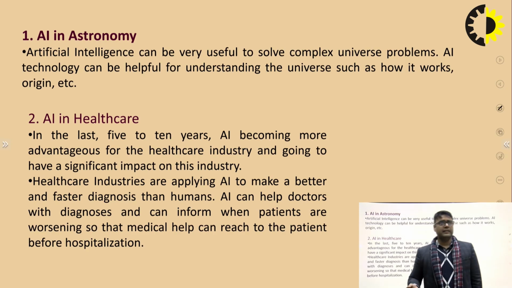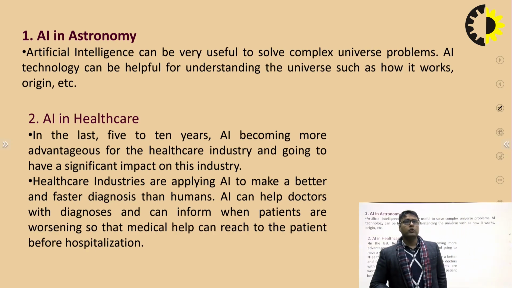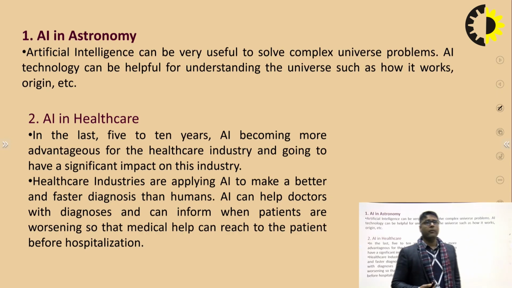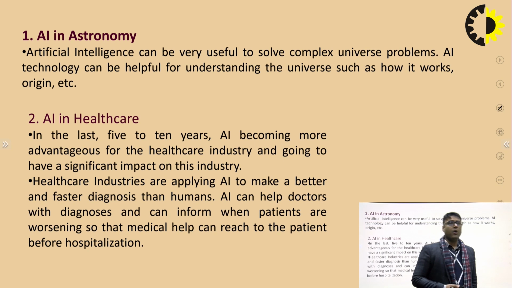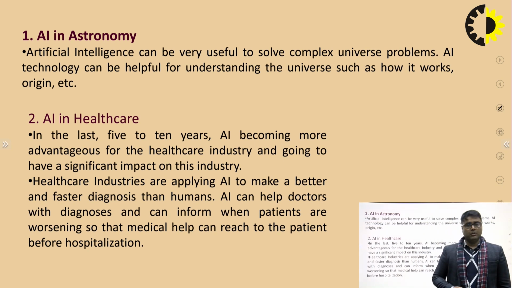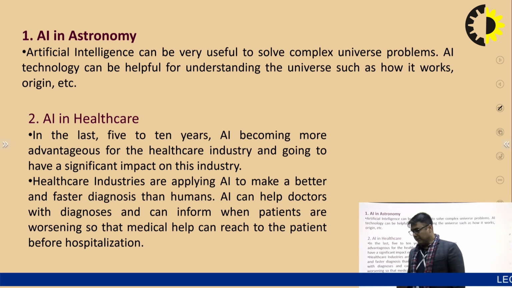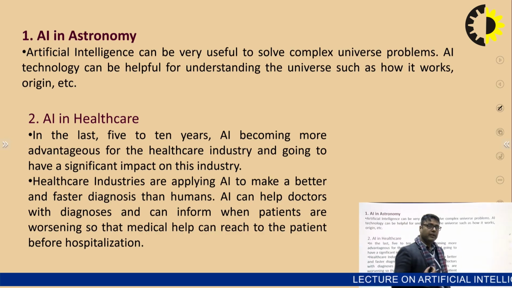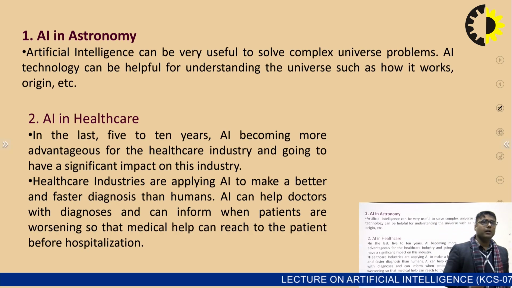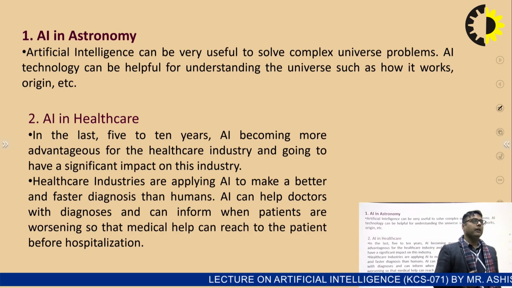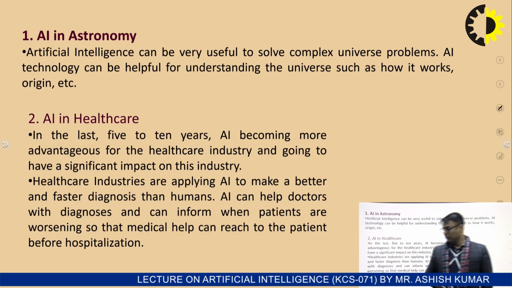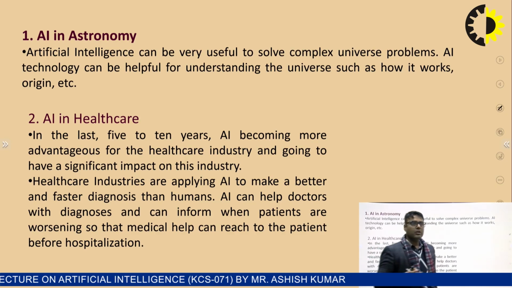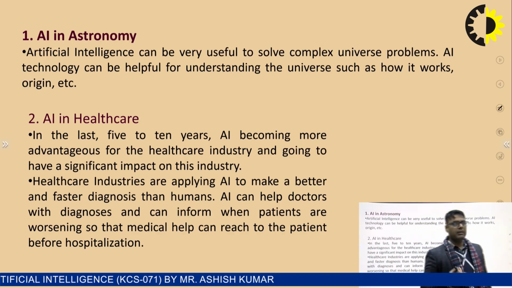Artificial intelligence can be very useful to solve complex universe problems. AI technology can be helpful for understanding the universe, such as how it works and what its origin is. All of you know that it basically works on complex problems. Human thinking is a natural part, but AI is a machinery part, so it works with direction, sensors, everything.